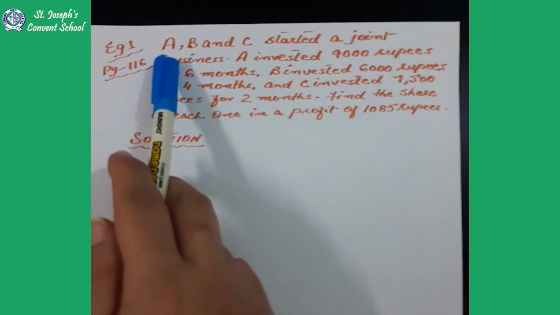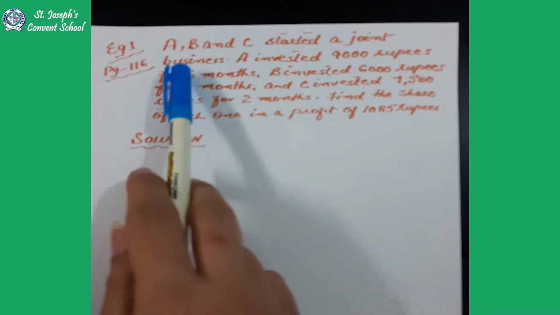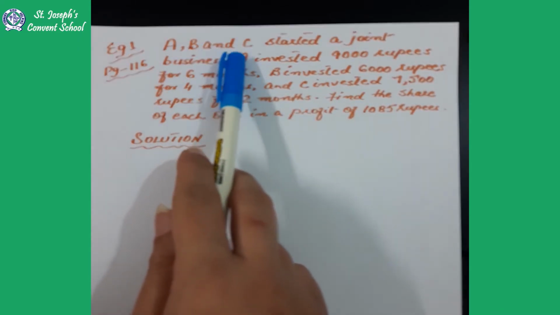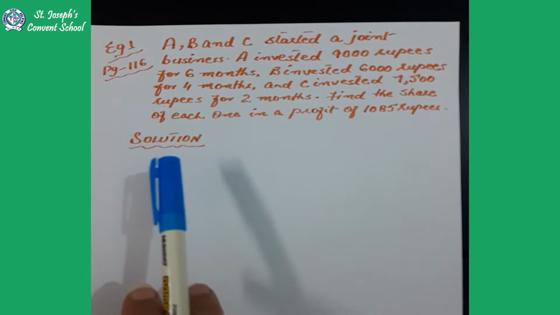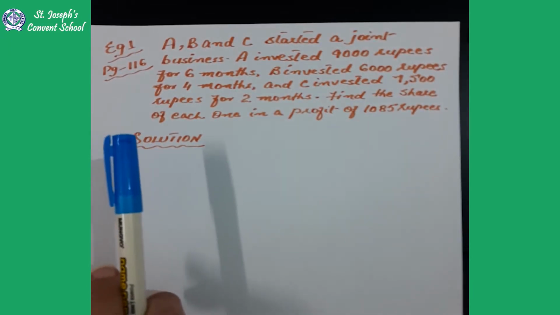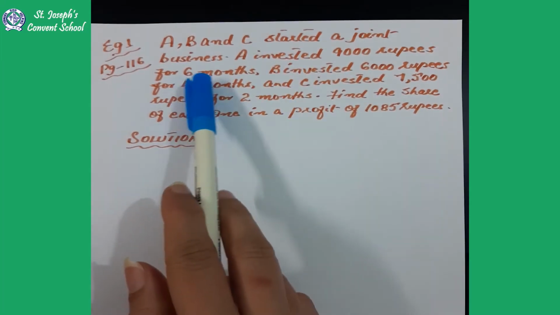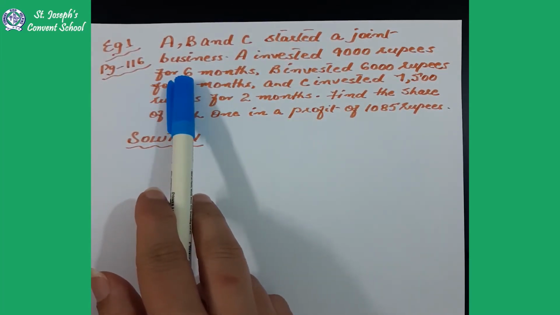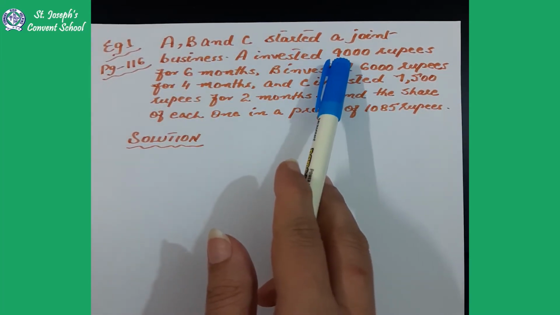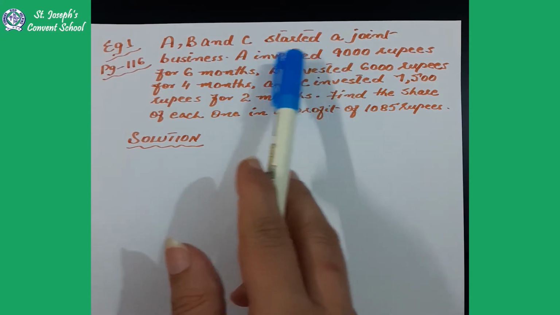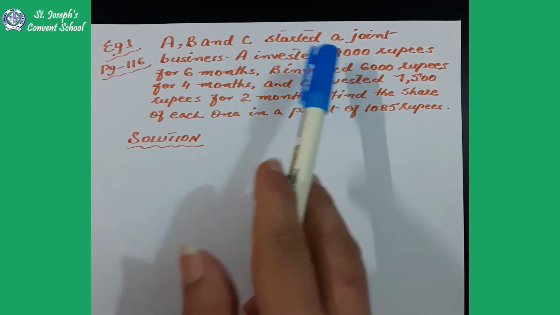A, B, and C started a joint business. So there are three businessmen who started the joint business. A invested 9,000 rupees for 6 months. So the time period is given, 6 months. Capital is 9,000. A's capital, A's amount, is 9,000 rupees.